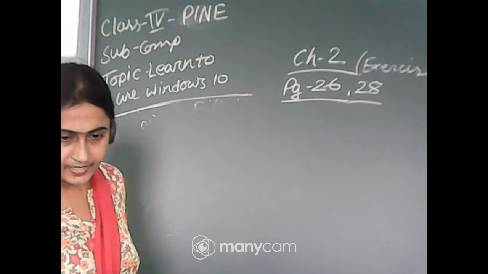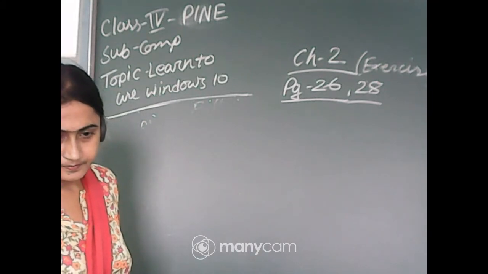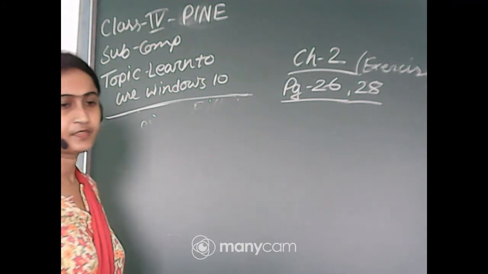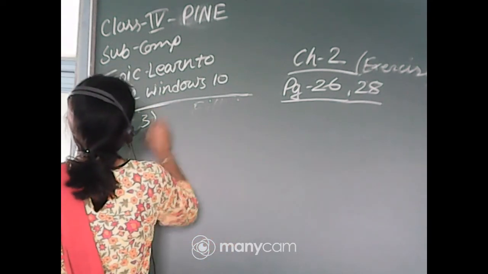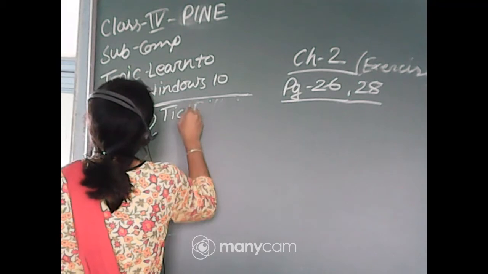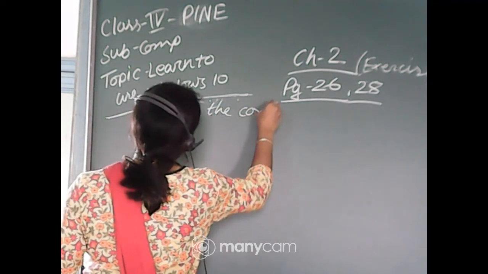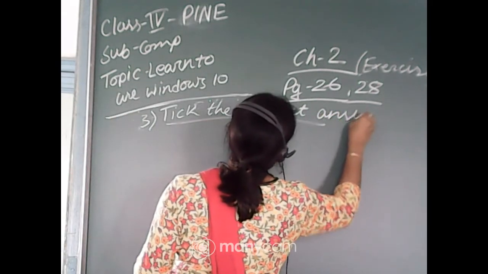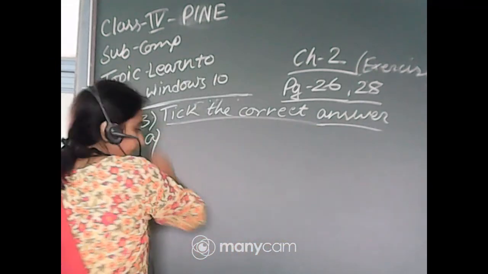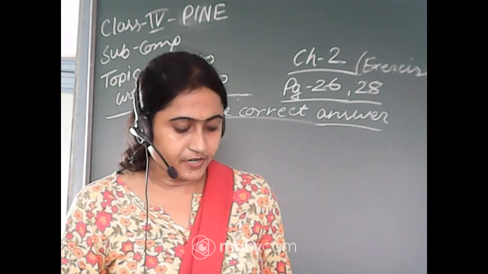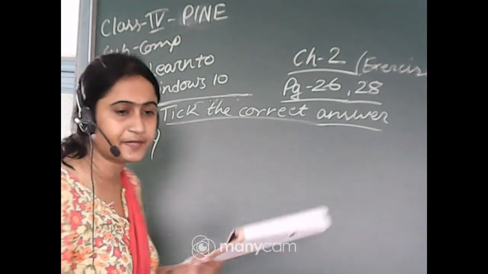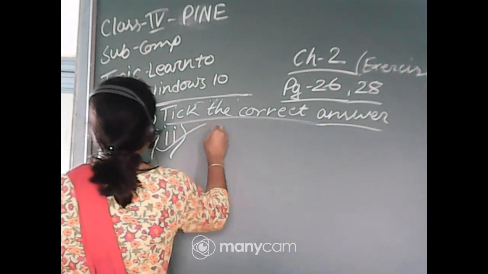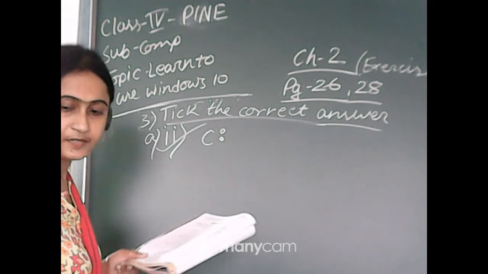Tick the correct option. Number 3, A, first one. The default drive of a computer is C drive. Jareen, you are correct, beta. Very good. Option 2 is the correct answer. C drive is the default drive.